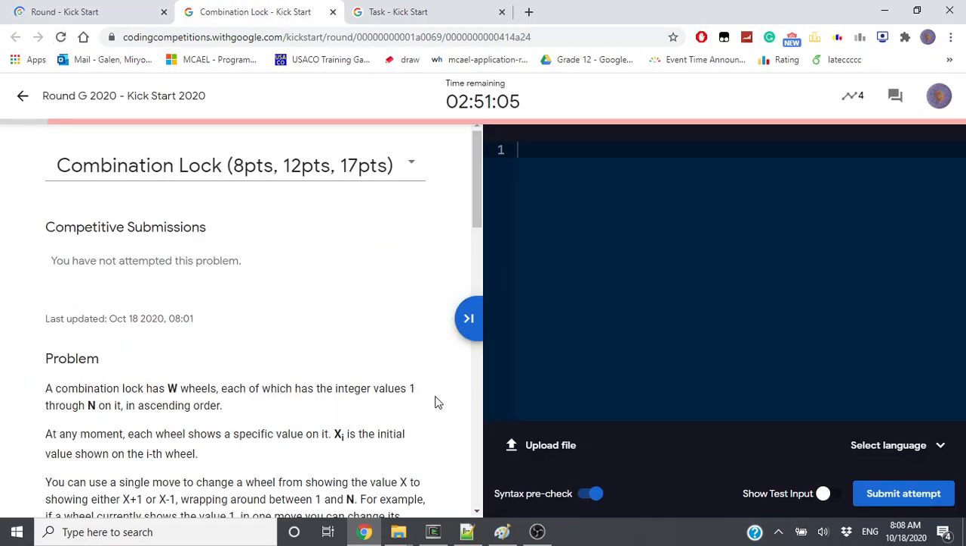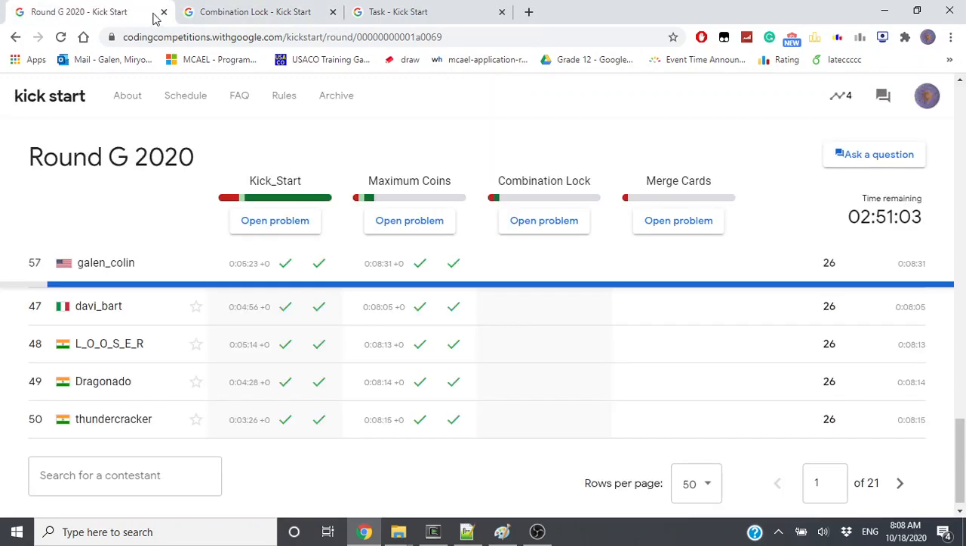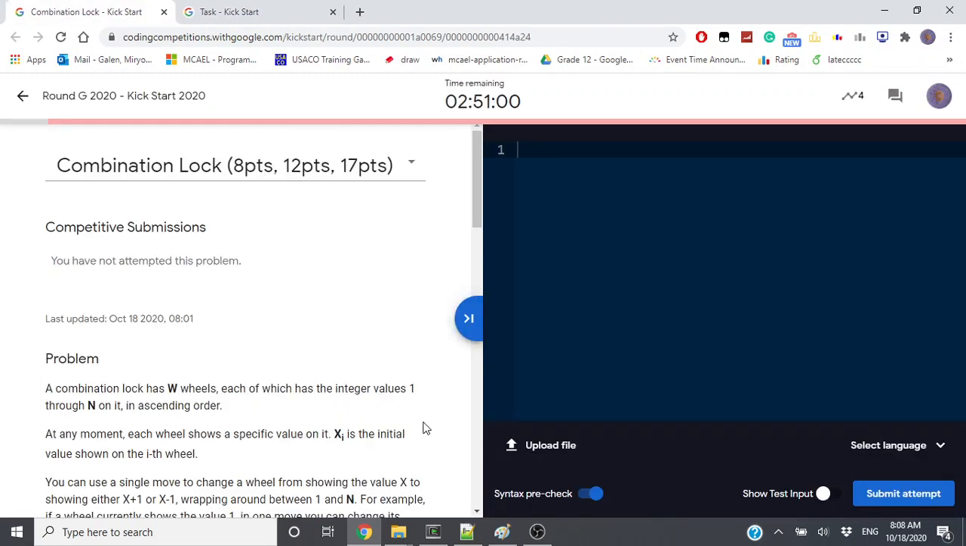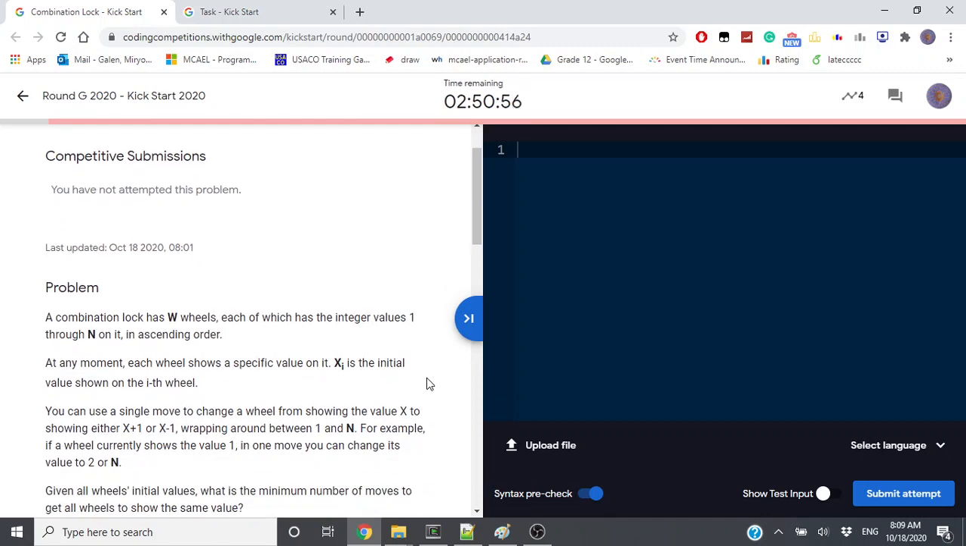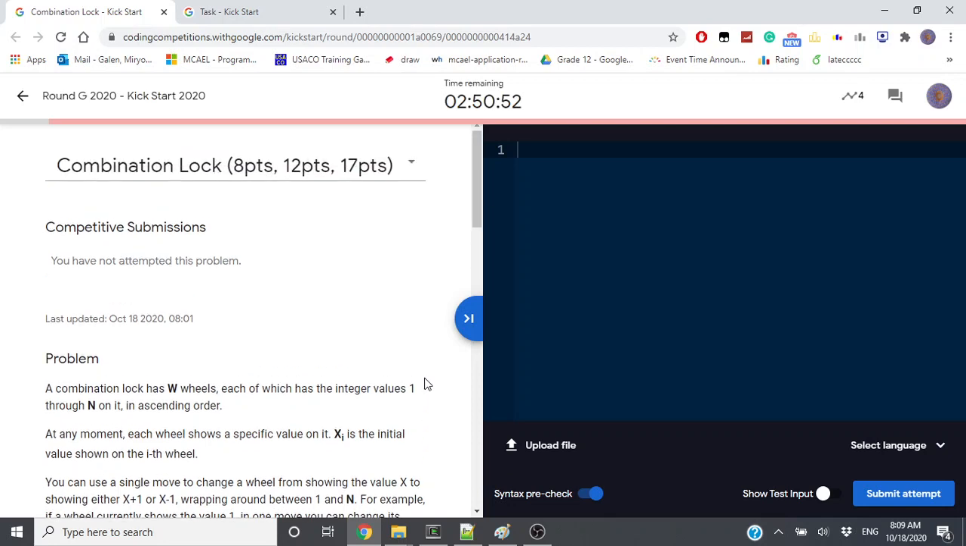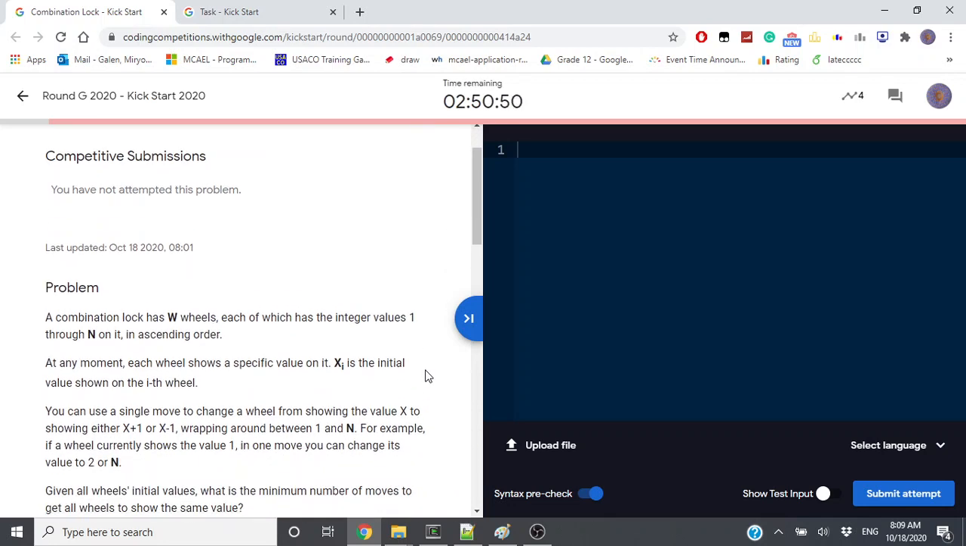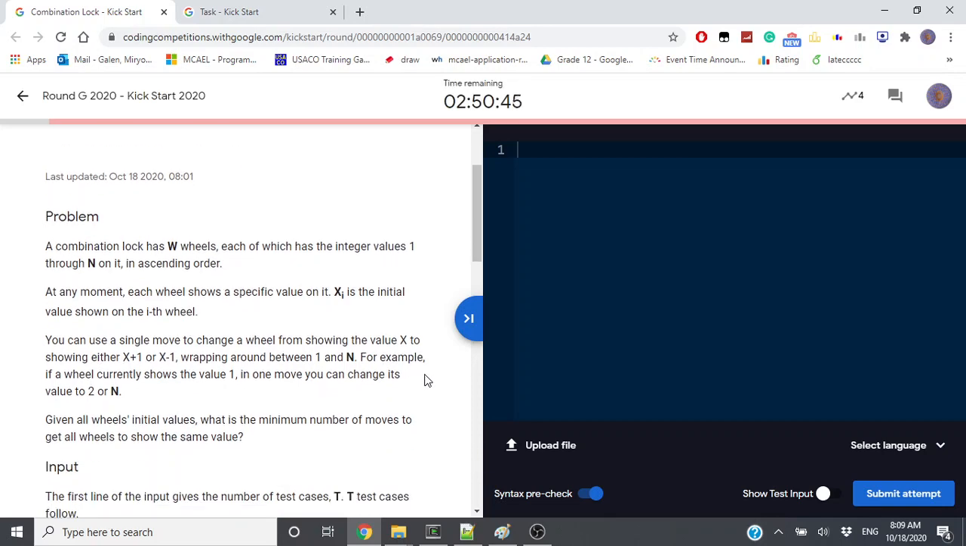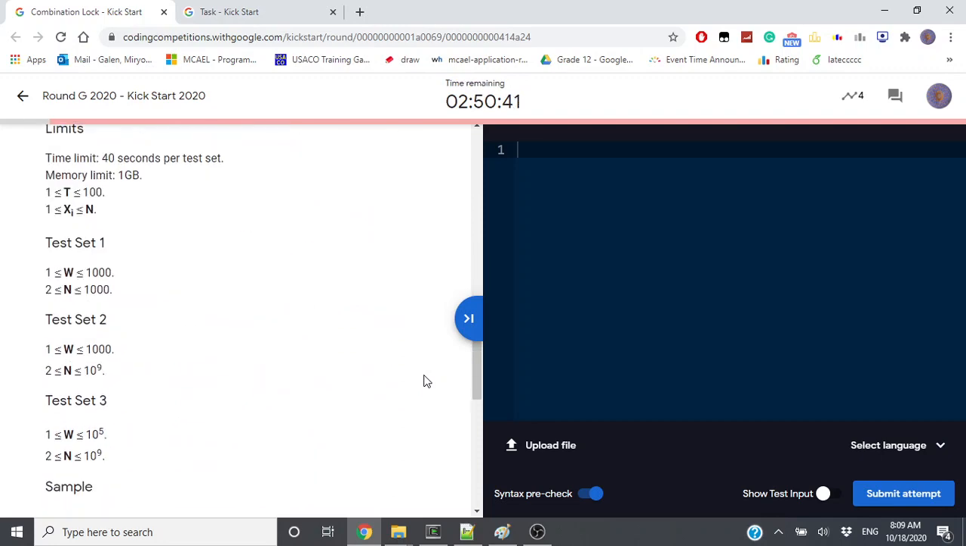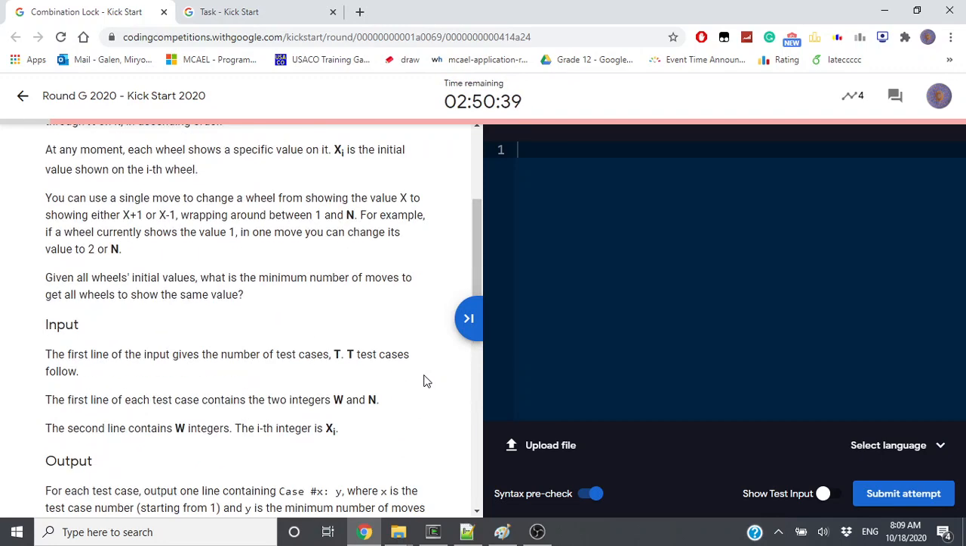Okay. Combination lock has W wheels. 57. Alright. I've got to be faster on the later ones then. Combination lock has W wheels. Each wheel says a specific value on it. You can change it to x plus 1 or x minus 1, wrapping around between 1 and n. The wheel currently shows the value 1. In one move, you can change its value to 2 or n.